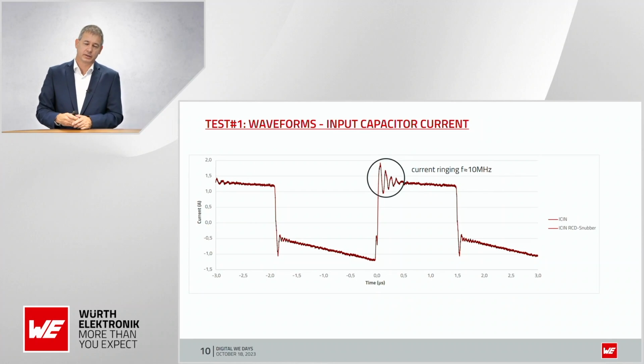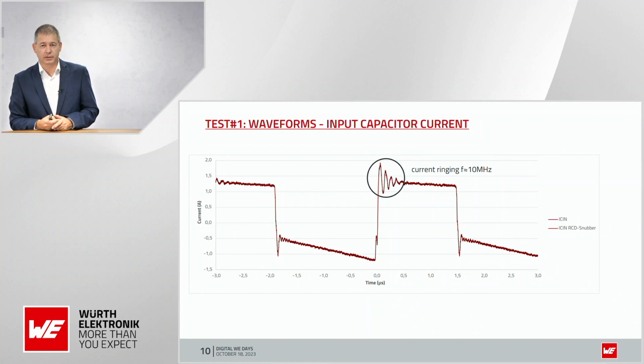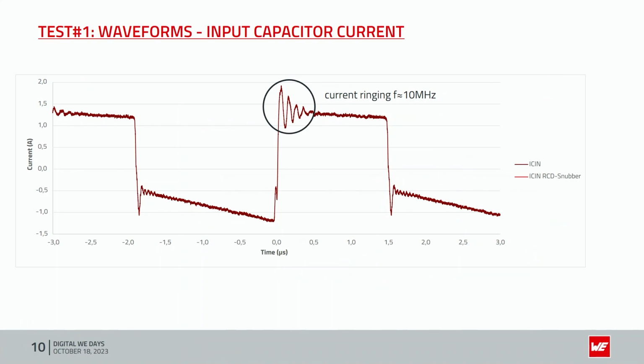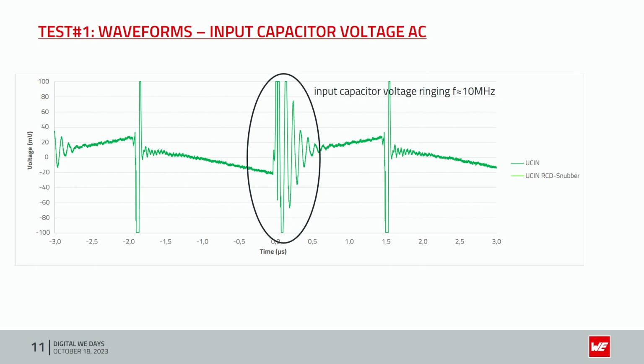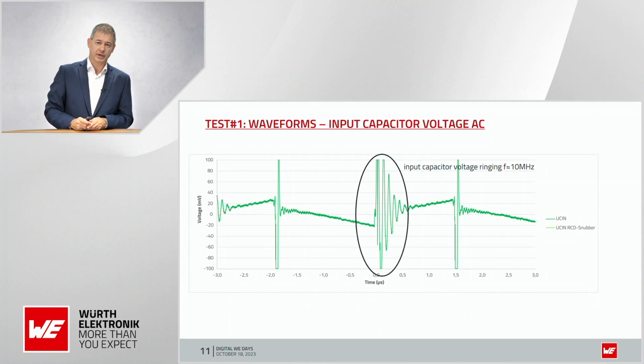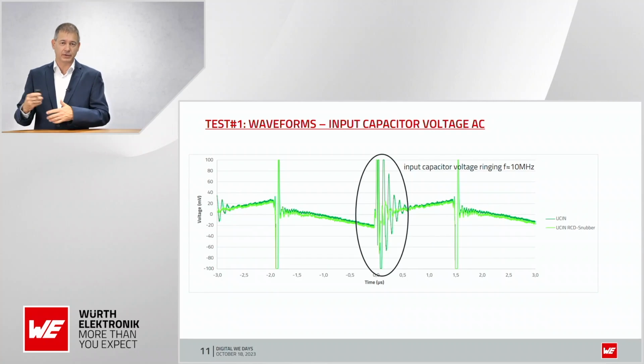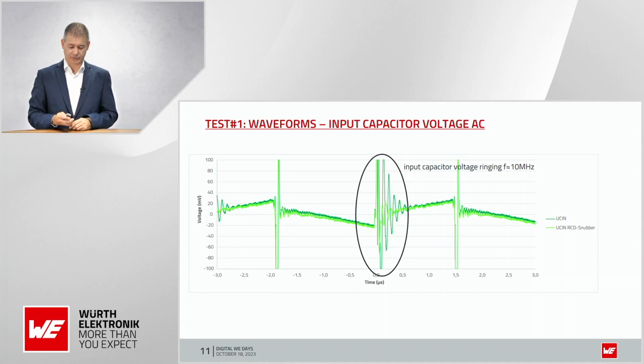So we can see at the current transformer, we're measuring indirectly the current, but also here you can see the 10 megahertz ringing frequency. And the same like before, if we activate the RCD snubber, then the ringing drops down. Also on the input capacitor, we have a big, high voltage ringing, and also we can find here the 10 megahertz again. And also here, if we activate the RCD snubber, then it drops down.